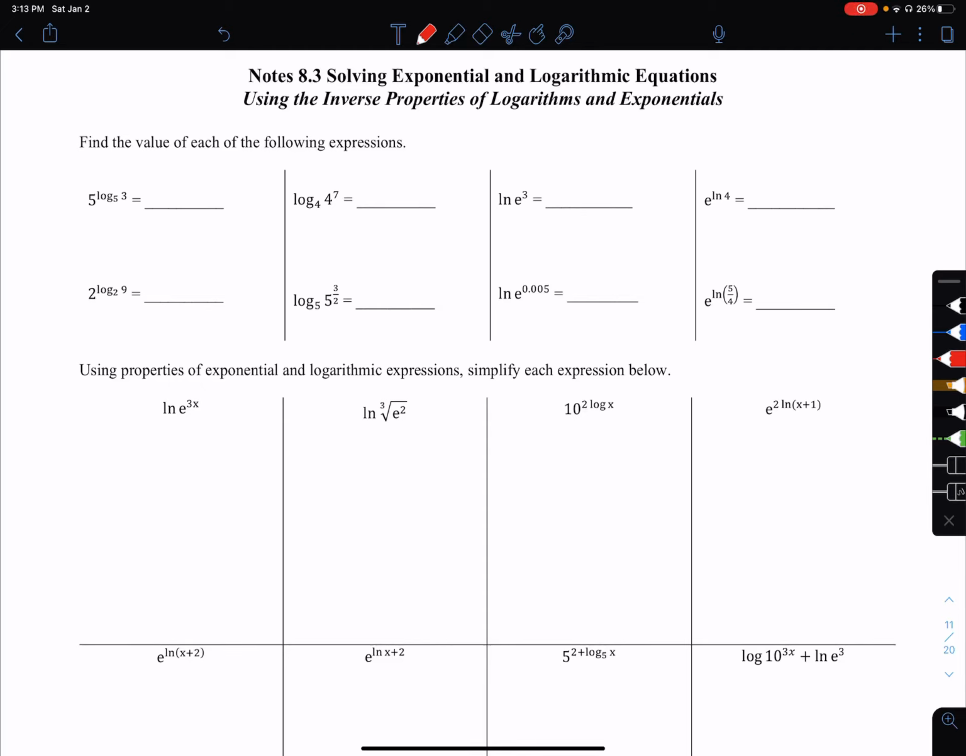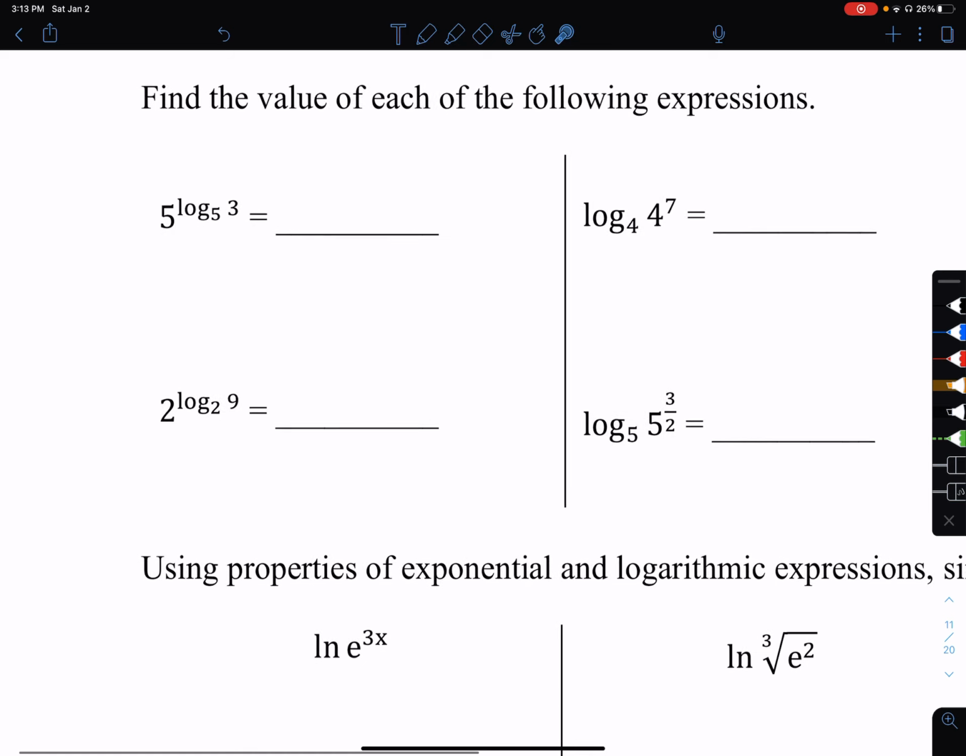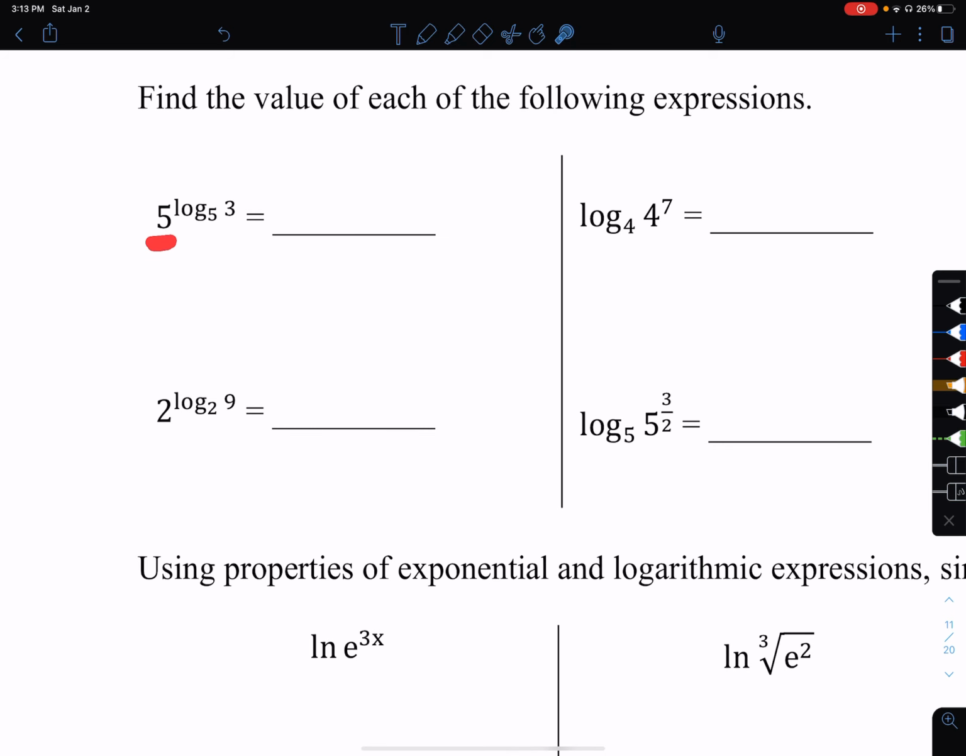Pre-AP Calculus, Notes 8.3. We are going to be focusing in this first video on using the log identities 1 and 2. Log identity 1 says that if you have a base and your exponent is a logarithm that has the same base, this entire thing becomes the argument of the exponent. This one down here is going to be the same. We have a base raised to a logarithm with the same base. This becomes the argument.